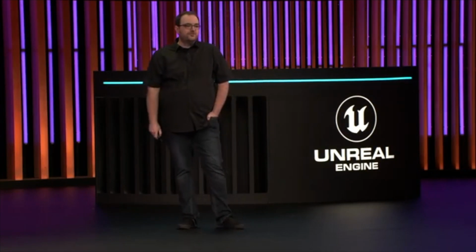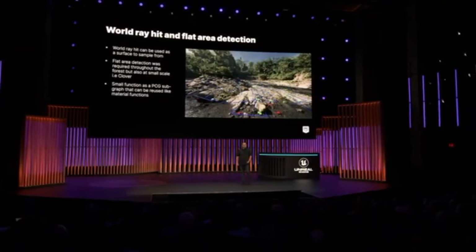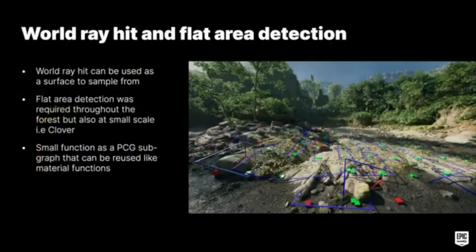But we can also use world raycast on a surface as a surface to sample on. In the case of the clover patches here, we're actually raycasting on the output of the graph itself. Placing such assets using raycast can return invalid positions and cause orientation and floating issues. So we fix that by creating what we call the flat area detector, using the subgraph feature, just like a material function that can be reused.